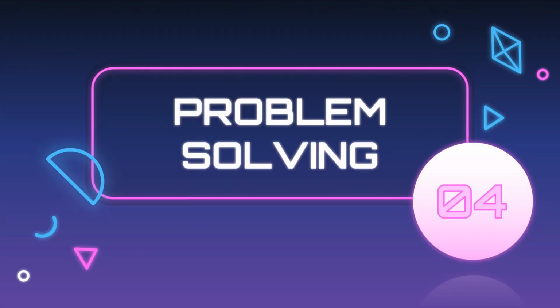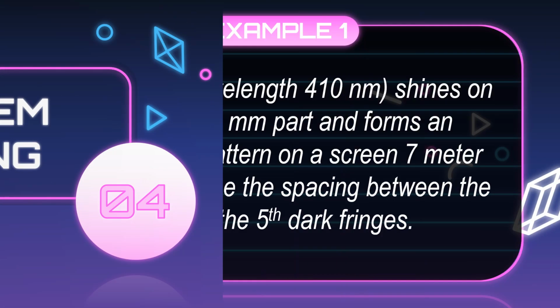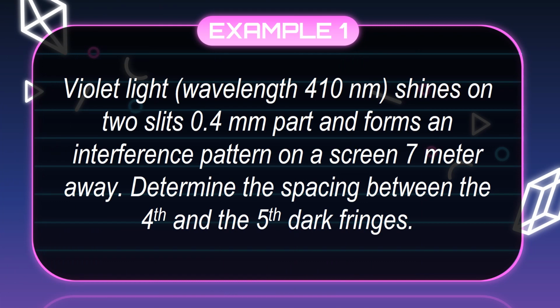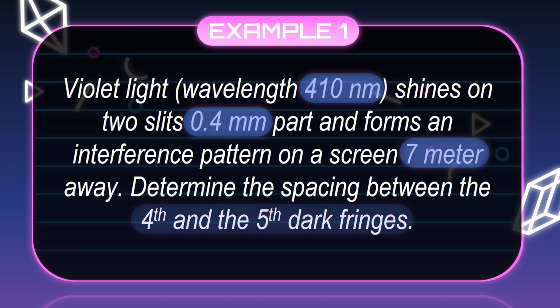Next, let's solve problems involving Young's double-slit experiment. Let's start with example number 1. Violet light with a wavelength of 410 nanometers shines on two slits 4.0 millimeters apart and forms an interference pattern on a screen 7 meters away.